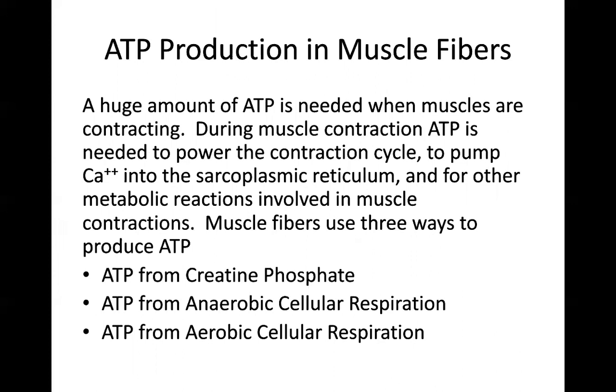Last time we met, we talked about the importance of ATP not only in muscular contractions, but also in muscular relaxations. Okay. So ATP is very important. I want to talk about how we produce ATP in our muscle fibers. Reading through, a huge amount of ATP is needed when muscles are contracting. During muscular contraction, ATP is needed to power the contraction cycle, to pump calcium back into the SR, that's part of the relaxation process, and for other metabolic reactions involved with muscular contractions that we didn't really get into. There are 3 ways to produce ATP in muscle fibers.